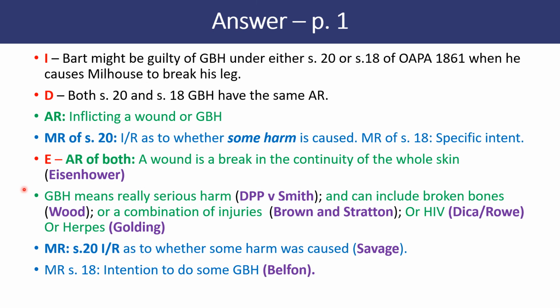So the mens rea for Section 20 is intentional recklessness as to whether some harm was caused, and that's illustrated in Savage. Whereas for Section 18, I'd be explaining that this is specific intent, so our defendant must intend to do some GBH, as in the case of Belfon. Now, my answer is very bullet pointy for the purposes of this video. You need to be writing in full sentences in the exam, obviously. So on this slide, we've identified, we've defined, we've explained. We now need to apply it to the Bart situation.